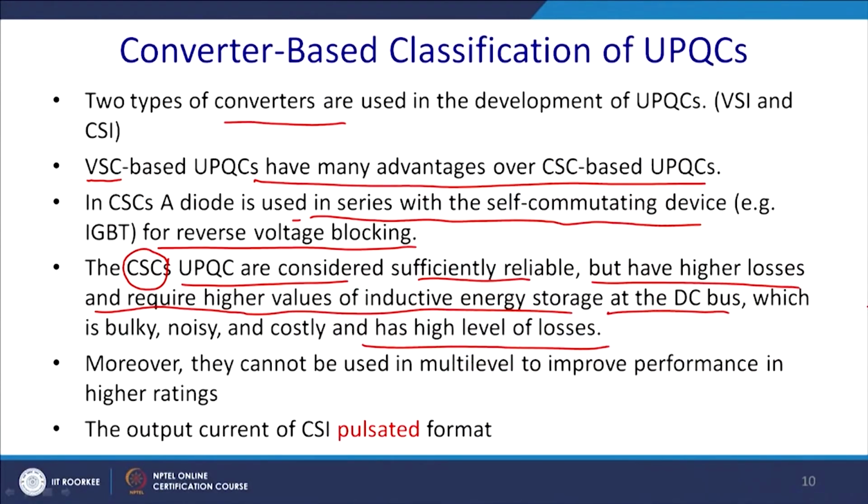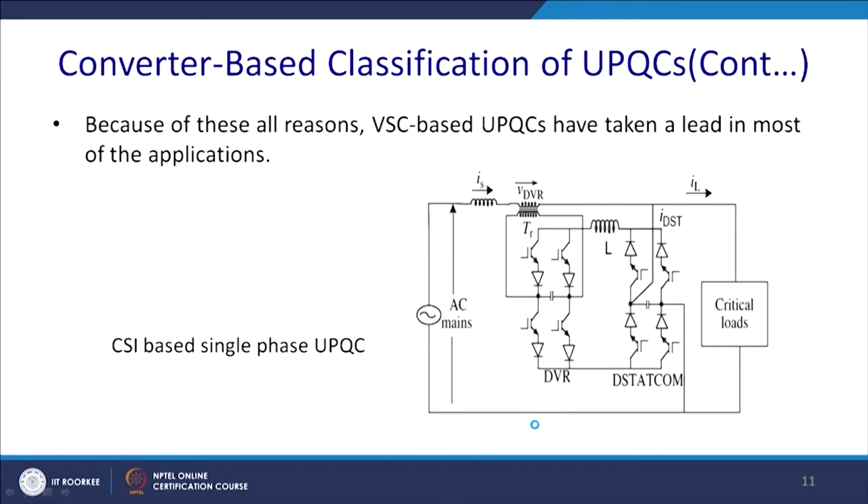Moreover, it cannot be used in multilevel to improve the performance at higher ratings, and the output current of the CSI is in pulsated format. So, these are the disadvantages of this current source inverter, but anyway it is possible to work on it. So, this is a single phase CSI, current source inverter based UPQC.